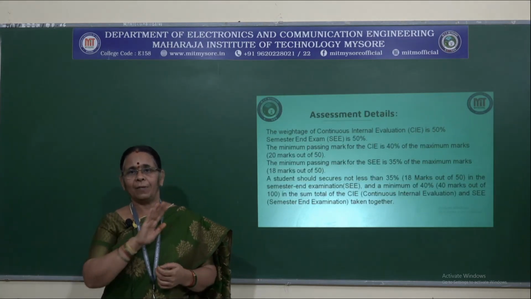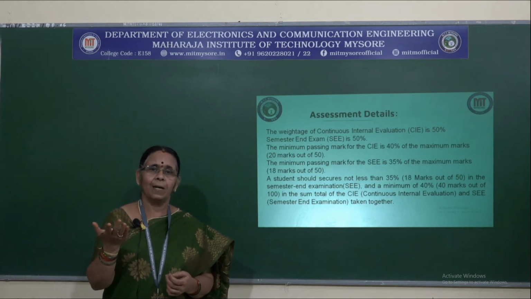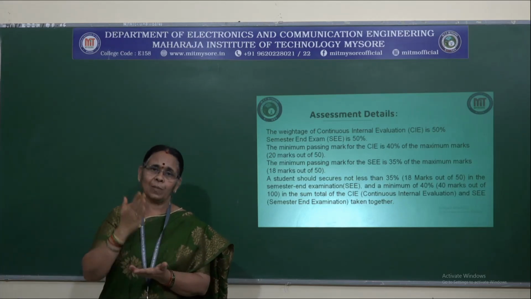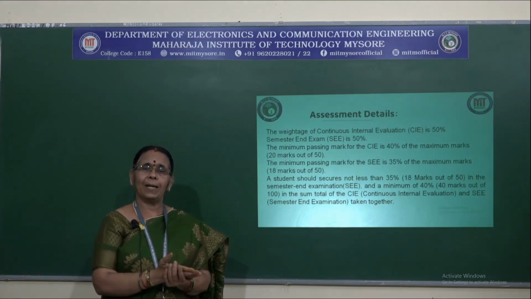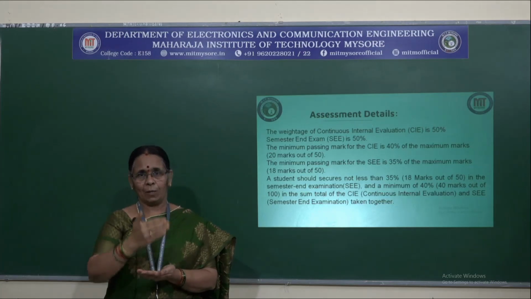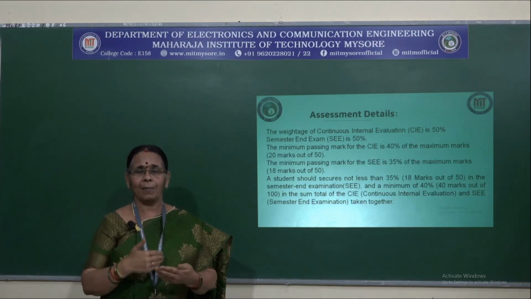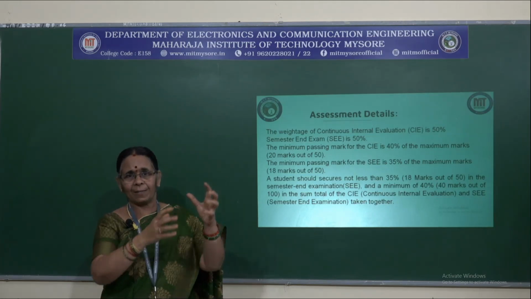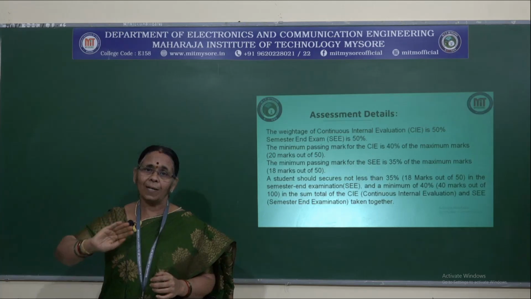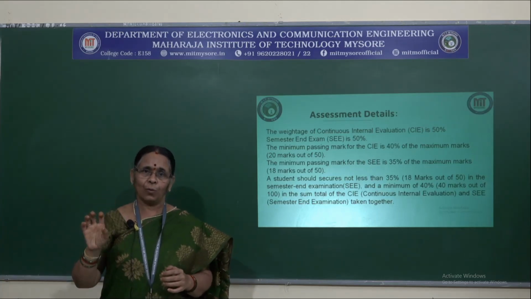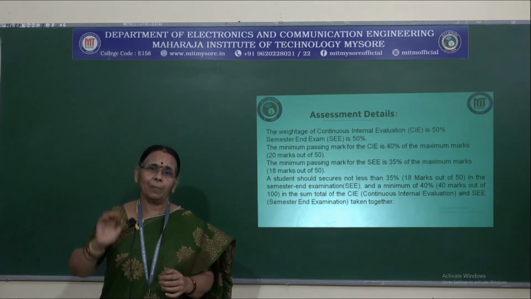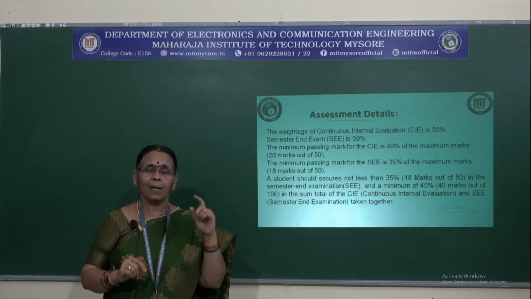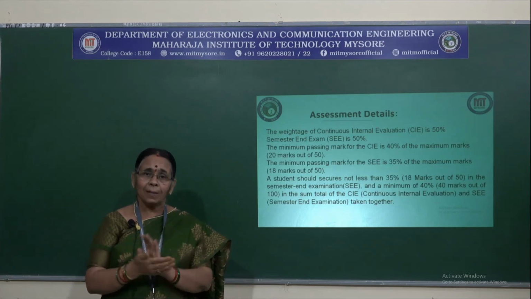Once you complete the study, once you know the importance of this, the next thing is how the university is going to evaluate that. The evaluation process is divided into 2 parts. The first one is continuous internal evaluation. Throughout your semester, there will be assignments, maybe internal assessment tests, like that. That is continuous internal evaluation. And then finally, after the completion of the course, the semester end examination will be there. Semester end examination is SEE, CIE is continuous internal evaluation.